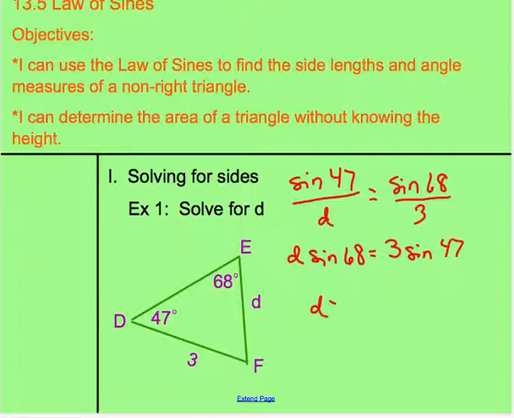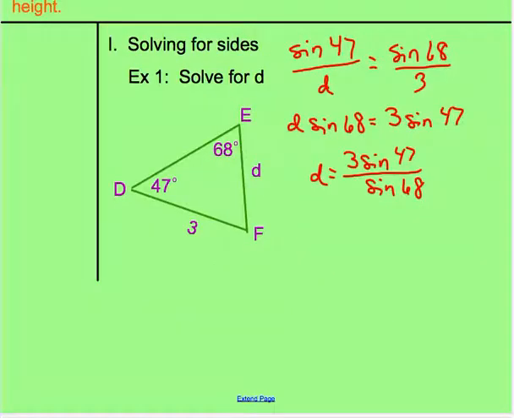Dividing both sides by the sine of 68. Make sure your calculator is in degree mode. Hopefully we all got that solved. And I got D as approximately 2.366. So when you're solving for sides, for me, please give me 3 decimal places. Anytime you solve for an angle, you can round to 1 decimal place.